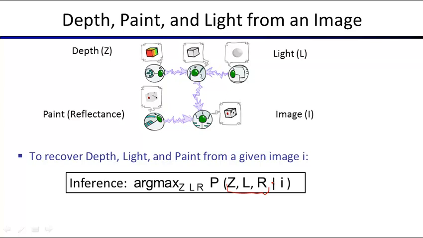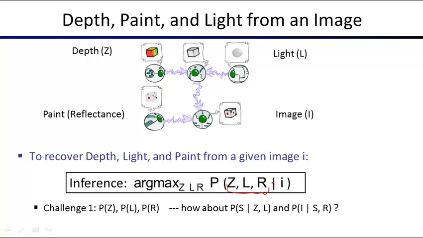Now, to do this, there are a couple of challenges. One of them is, well, we need to know what these probabilistic models are. What is PZ? What is PL? What is PR? And then, of course, we also need to know these. Now, these two in the back here, those we know from the theory of how image formation works. So we can build those up from first principles.